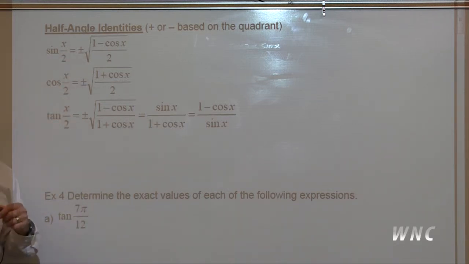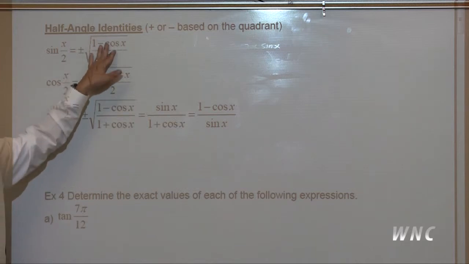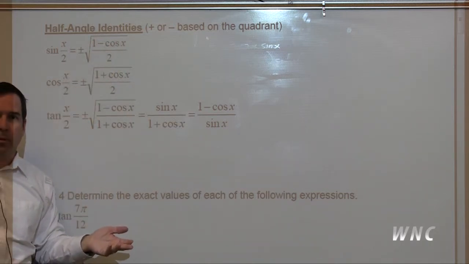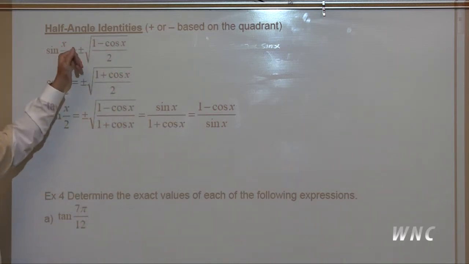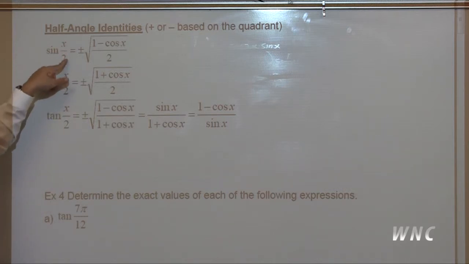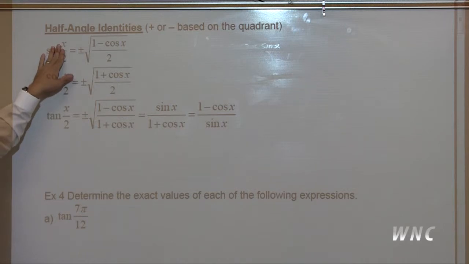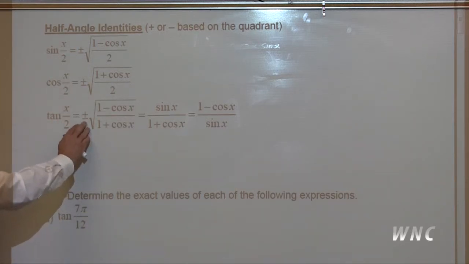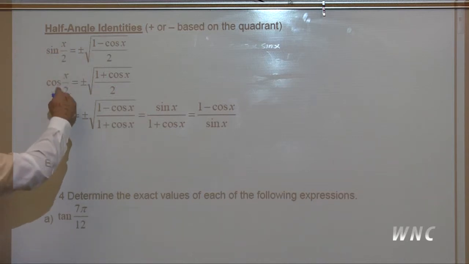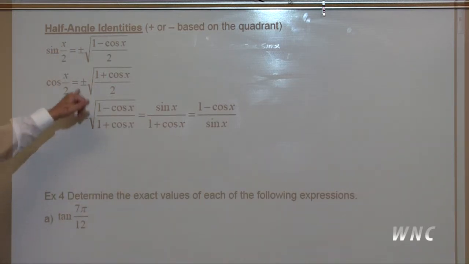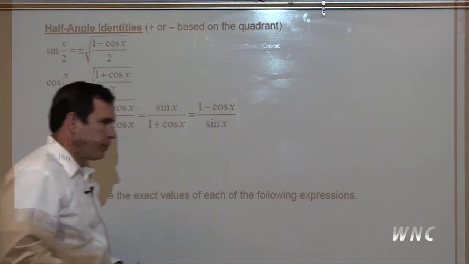It says plus or minus because the square root is going to produce a positive. But depending on the quadrant you're in, and you'll know that by x over 2, if sine's positive where x over 2 is, if that's going to be positive, you make it positive. If it's negative, you make it negative. Same thing here for the cosine and the tangent. You have to look at this part here. Where is x over 2 falling to know if you should do the positive or the negative?